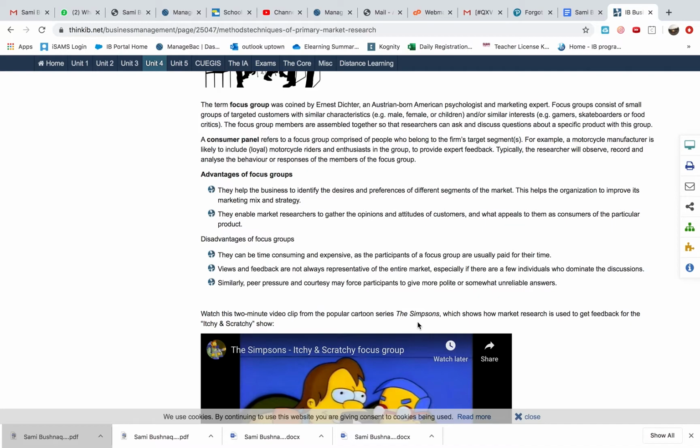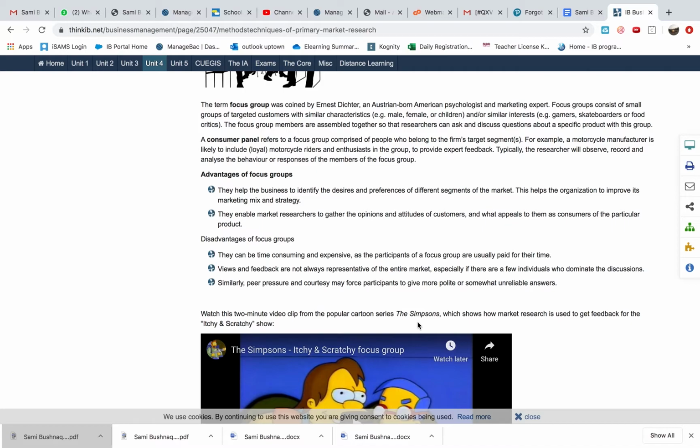They enable focus groups, researchers, to gather opinions and attitudes of customers and what appeals to them as the consumers of particular products. But there are disadvantages. Once again, similar to every other market research in the primary method, very time consuming, expensive, and as the participants of the focus group are usually paid for their time, it's not going to be cheap. Views and feedback are not always representative of the entire market because they're smaller groups. So once again, it might just be that one group had an interesting opinion and it doesn't apply to everyone else.